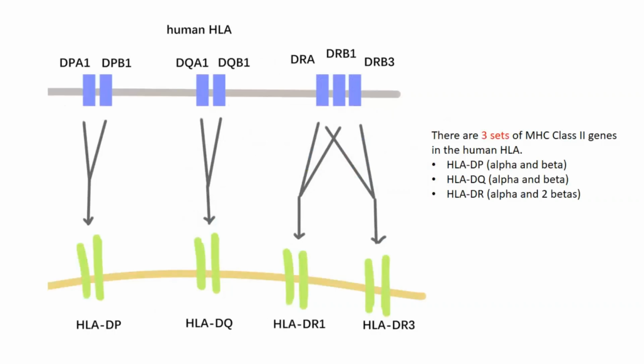There are 3 sets of MHC Class II genes in the human HLA. This includes HLA-DP, alpha and beta, HLA-DQ, alpha and beta, as well as HLA-DR, which is composed of alpha and 2 betas, which can form 2 different HLA-DR proteins.